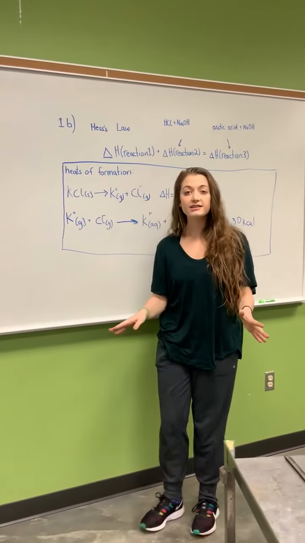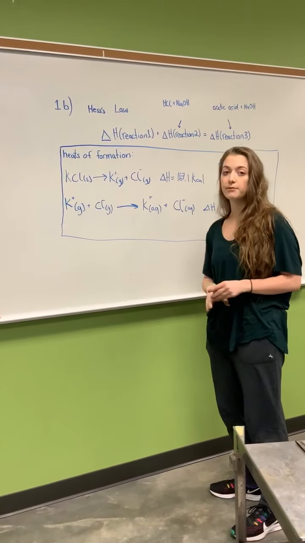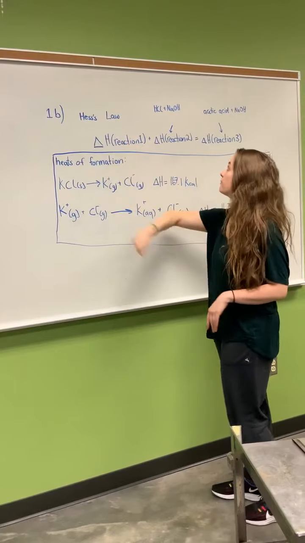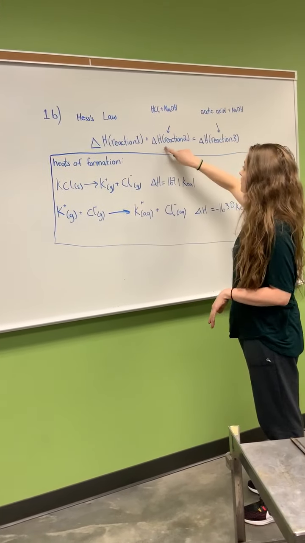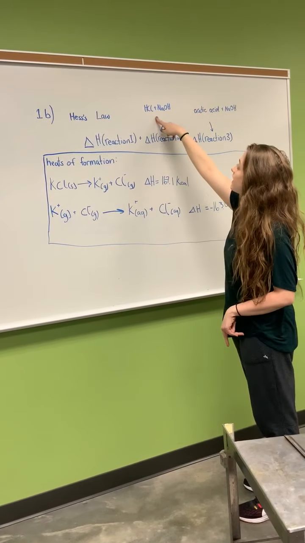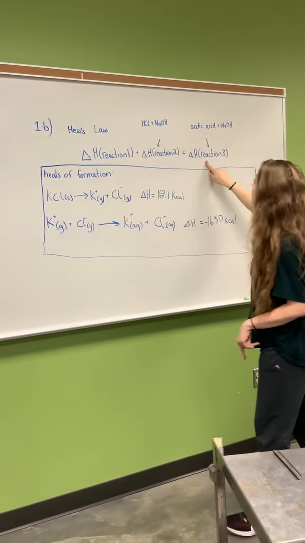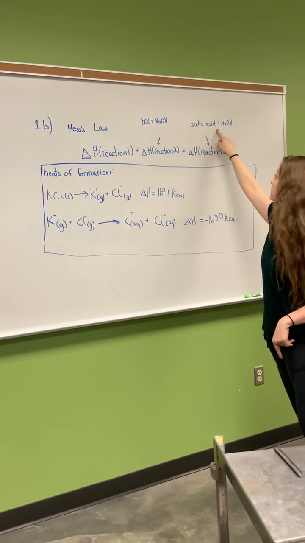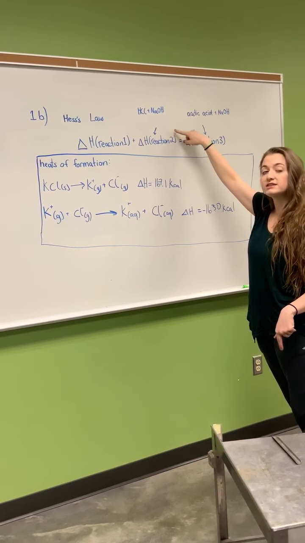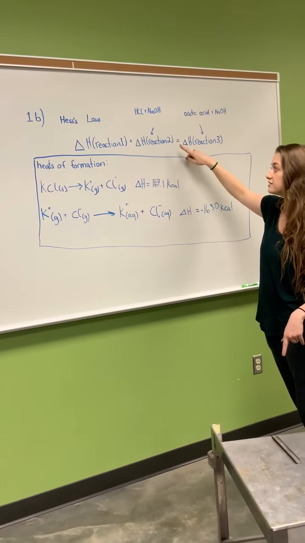All right, so the very last thing we're going to talk about here is some stuff that you need to know in order to do a couple of the problems. So problem 1B is a Hess's law problem. So for this one here, you have your delta H of reaction 2. That is going to be your hydrochloric acid plus your sodium hydroxide. Reaction 3 is acetic acid plus sodium hydroxide. We have measured experimentally, and then calculated the delta H of both of these reactions.